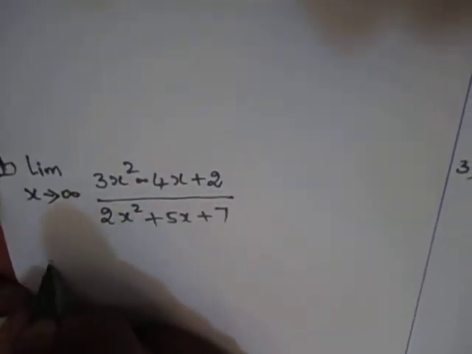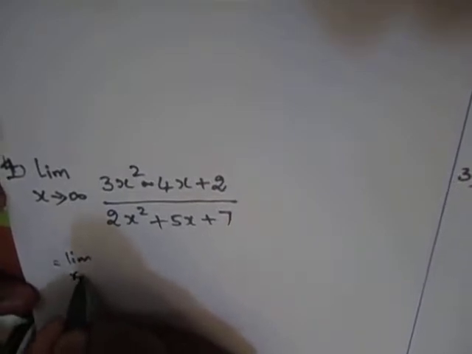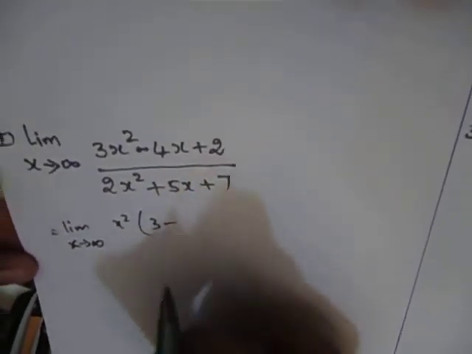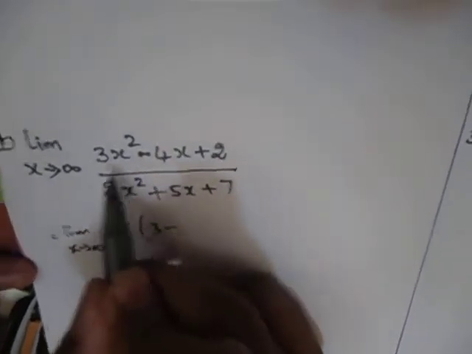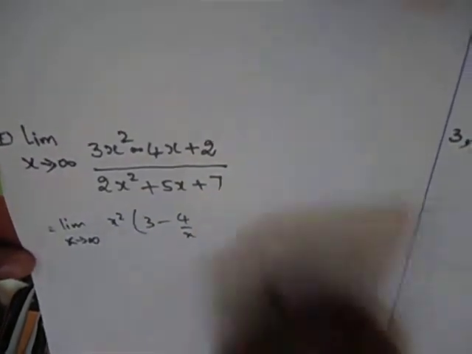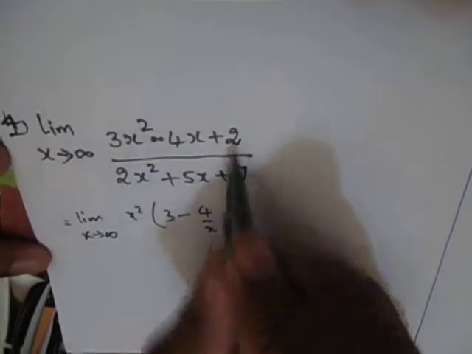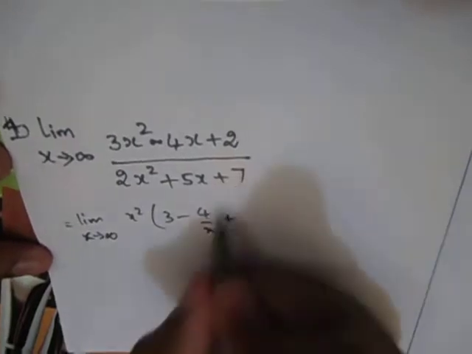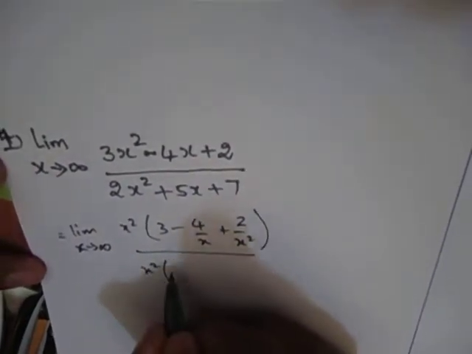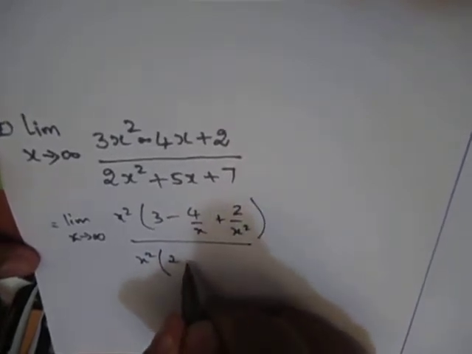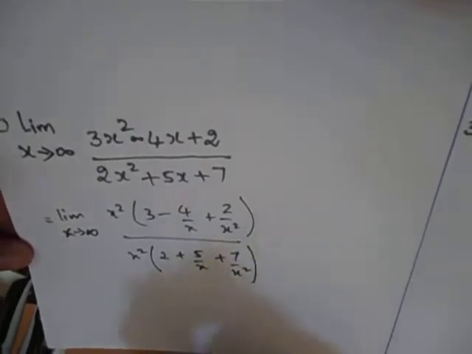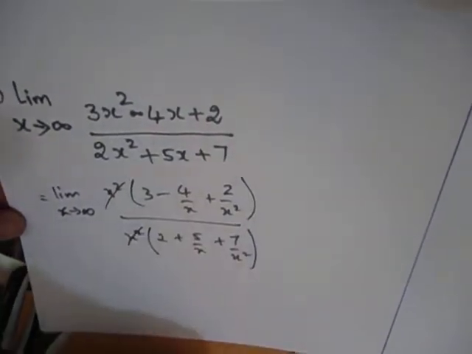So that gives us limit x tends to infinity x square into 3 minus, since we're taking x square common here, we will have to divide by x, gives us 4 by x plus, and here it's only a constant, so we have to divide by x square. Same thing we'll do in the denominator. It gives us 2 plus 5 by x plus 7 by x squared. So x squared and x squared get cancelled.